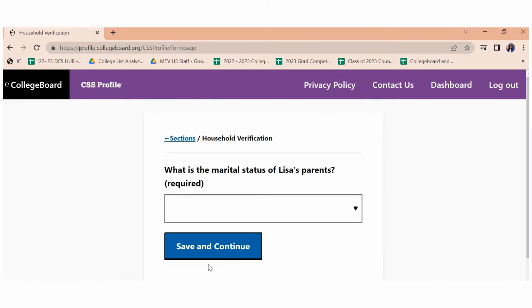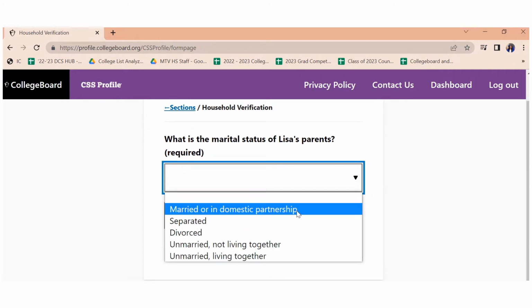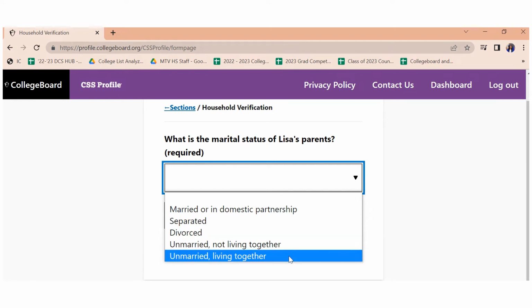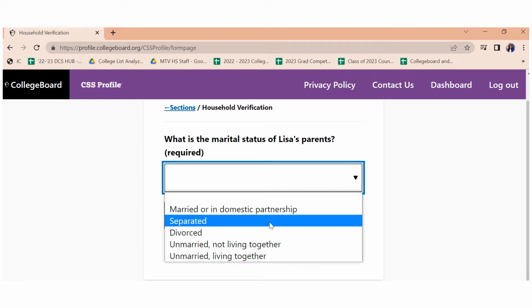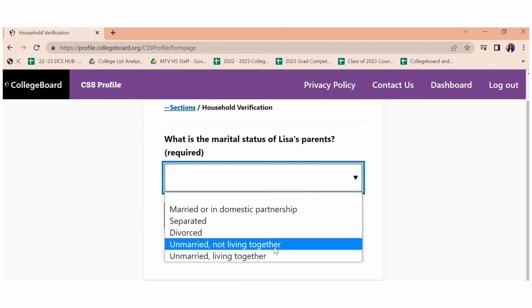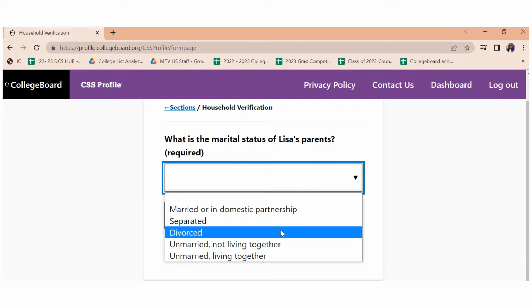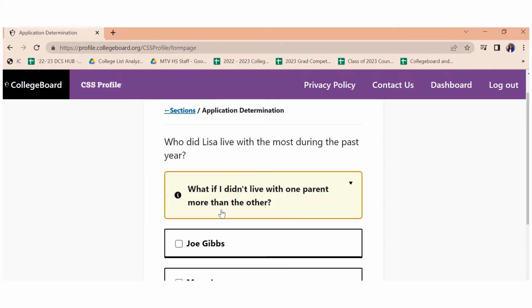and Continue. Now it's going to ask what is the marital status of those parents, and you will choose from one of these: separated, divorced, unmarried, not living together, unmarried, living together, married, or in a domestic partnership. Now, I do want to pause here, and if you have questions about any of this, please save your information, talk to your college counselor. For this example, we're going to say these parents are divorced and click Save and Continue.